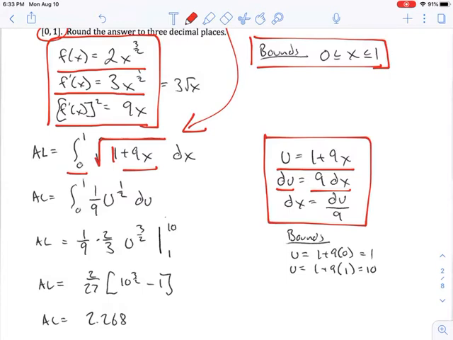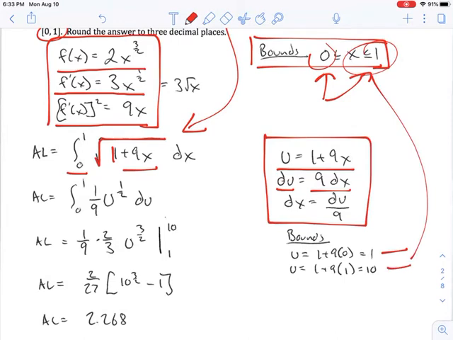I also like to take my bounds. My bounds are in terms of x, and let's convert those to u's. It makes it a little bit easier to do. So when x is 0, we get u is equal to 1. When x is 1, we get u is equal to 10.